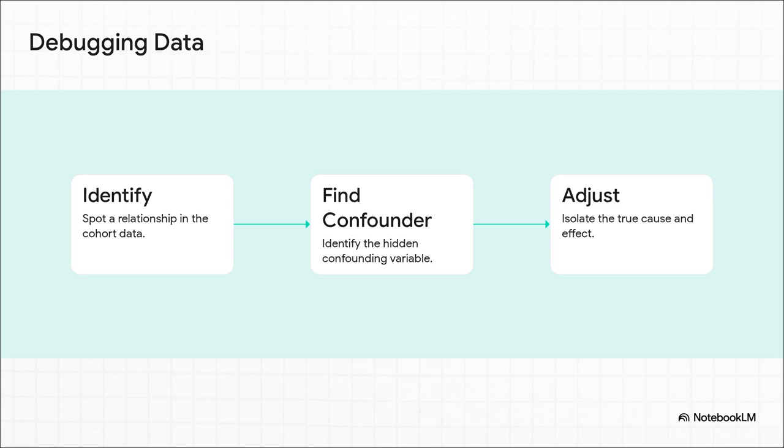First step, you identify a potential relationship in your dataset. Okay, looks interesting. Next step, you go hunting for that confounder, that sneaky outside variable skewing the signal that you might have missed initially. And finally, step 3, you statistically adjust the data to isolate the true cause and effect. Listen, if you don't aggressively hunt down and isolate these hidden variables, your final analysis is going to be completely, confidently wrong.